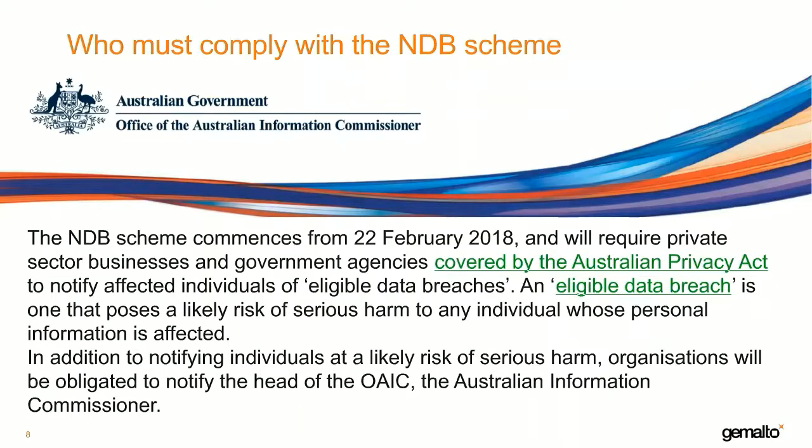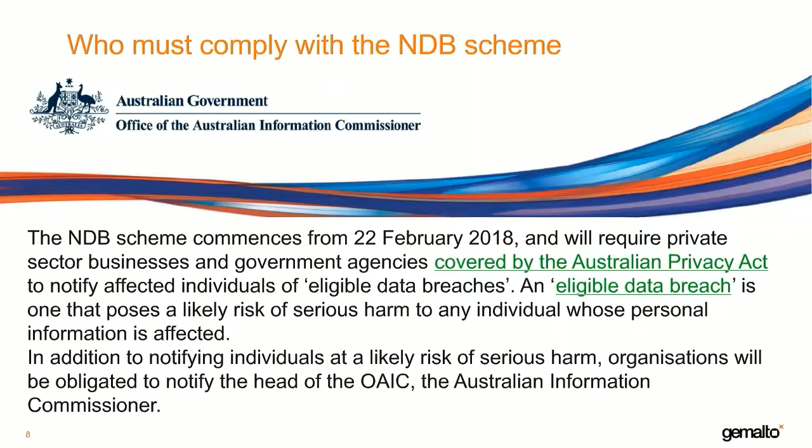So from the OAIC, the Notifiable Data Breach Scheme commences from the 22nd of February 2018. So that's just over 3 months' time. All organisations will be required to meet the Australian Privacy Principles and put something in place that allows them to protect the information of individuals and safeguard them from harm.